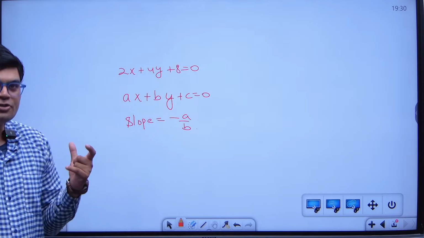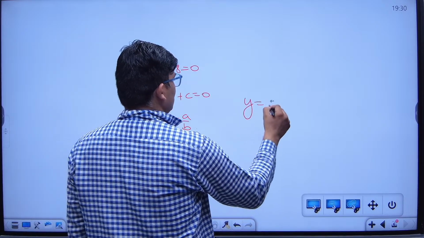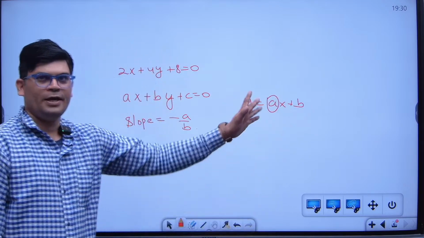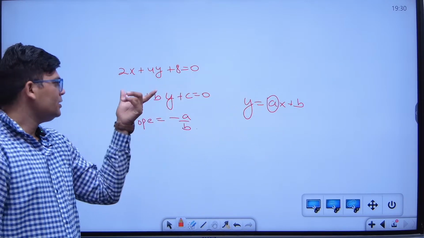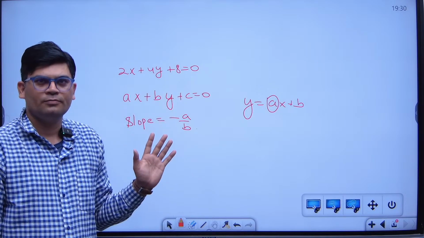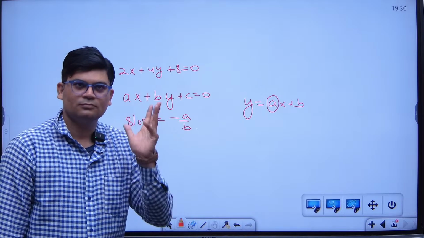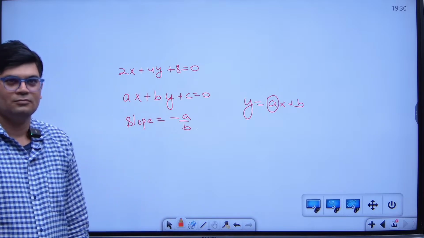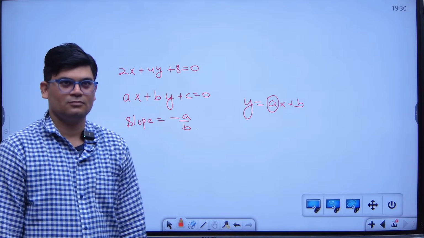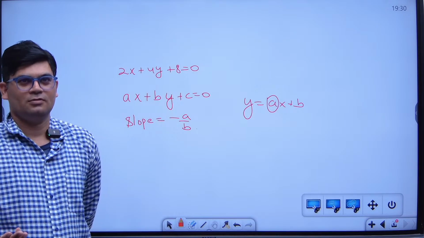So you have got straight line in two various forms. One form is y is equal to ax plus b. In this form, what is the slope? a. Very simple. But in this form, what is the slope? It is minus a upon b. Any doubt? Can you tell me the slope? For the previous question, I do basically minus 2 by 4, which is 1 by 2. Yeah, minus 1 by 2 only.